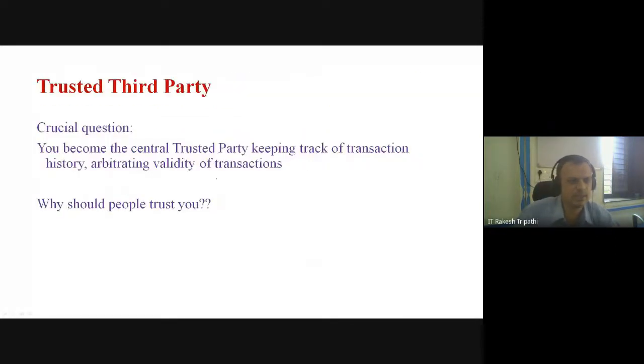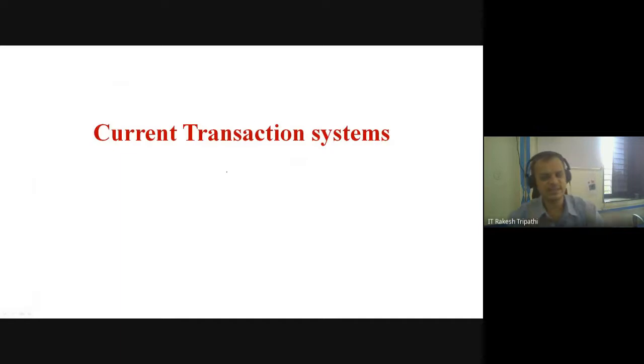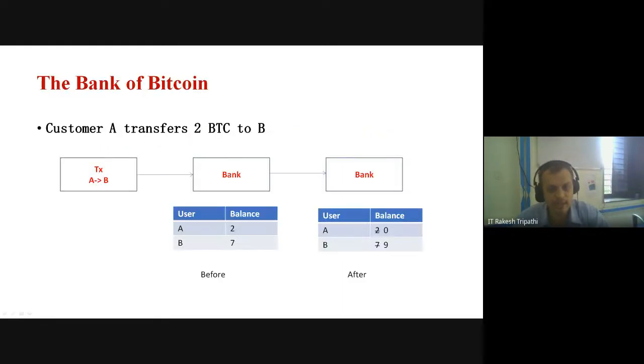So let us see one example. In the next 10-15 minutes, we'll design a current transaction system, and then we'll use some cryptographic technique to design a blockchain system which is equivalent to the current transaction system. And then we'll see its application. Then for application thinking, you can think of your own use case and work it out.